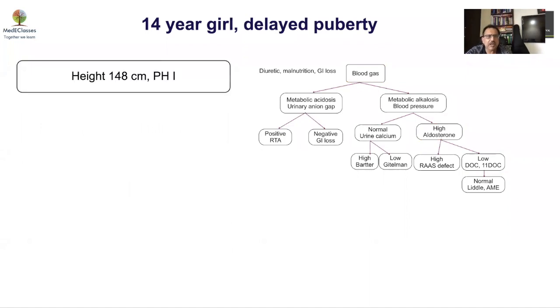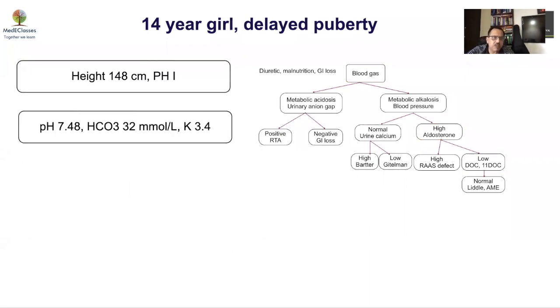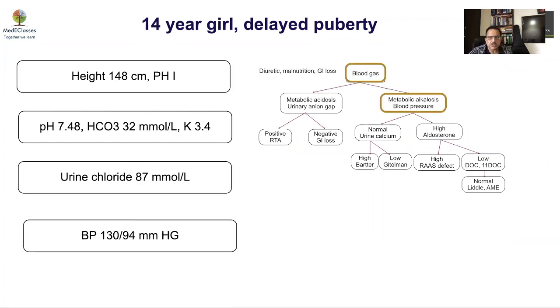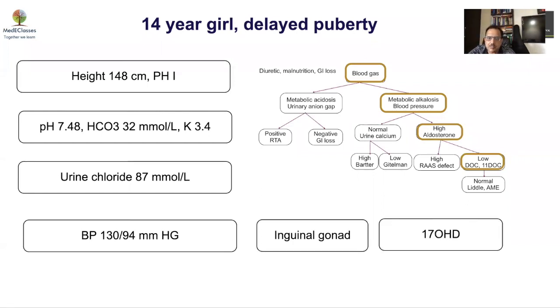A 14-year-old girl with delayed puberty. What we are seeing is that there is alkalosis with hypokalemia. There is increased urinary chloride. There is hypertension. So a girl with hypertension and metabolic alkalosis, always think of 17-hydroxylase deficiency. In this setting, there were inguinal gonads. So it's again a 46,XY DSD, which is basically presenting like 17-hydroxylase deficiency. So hypokalemia with hypertension, always think of these two CAH variants. Look at puberty, look at the gonads in this setting.